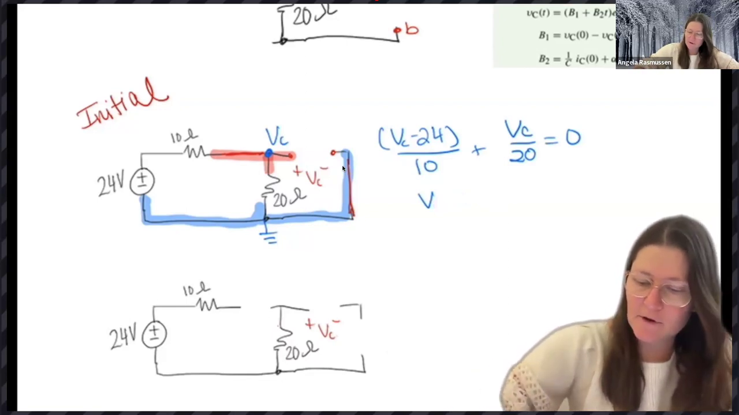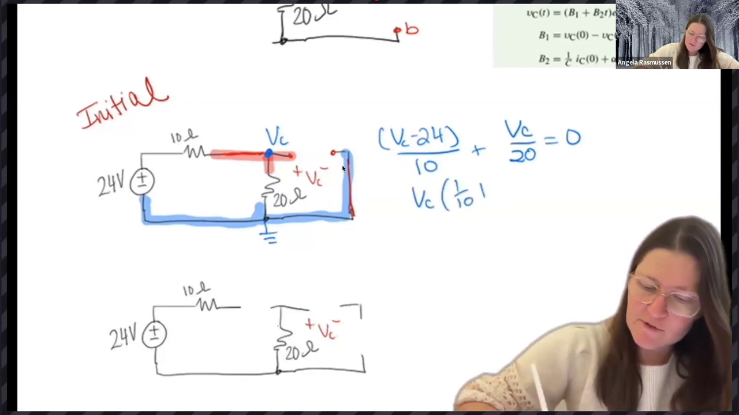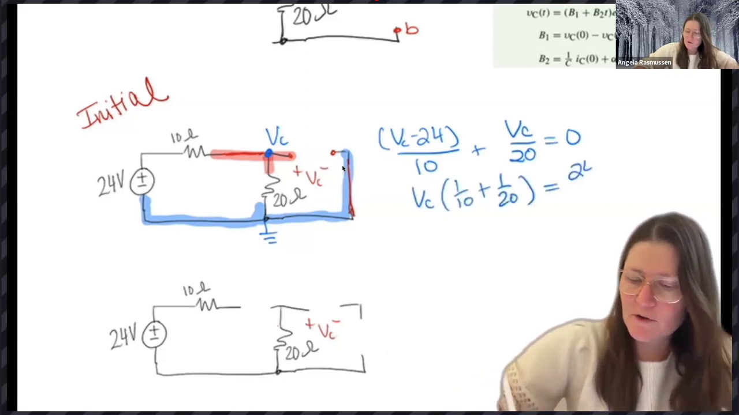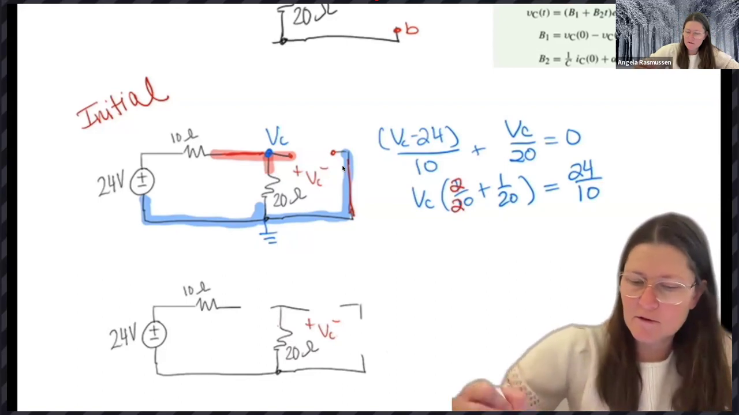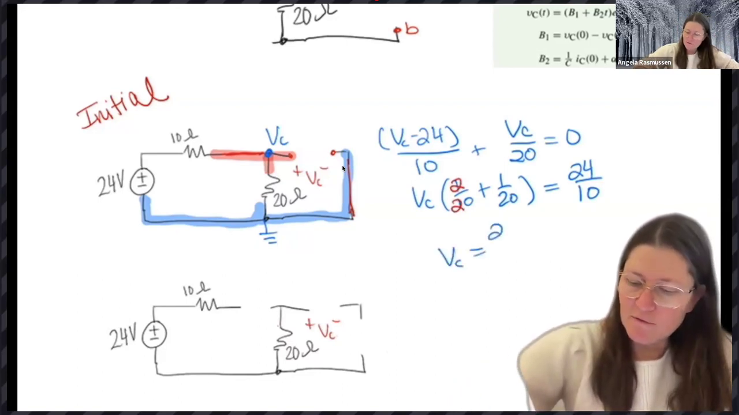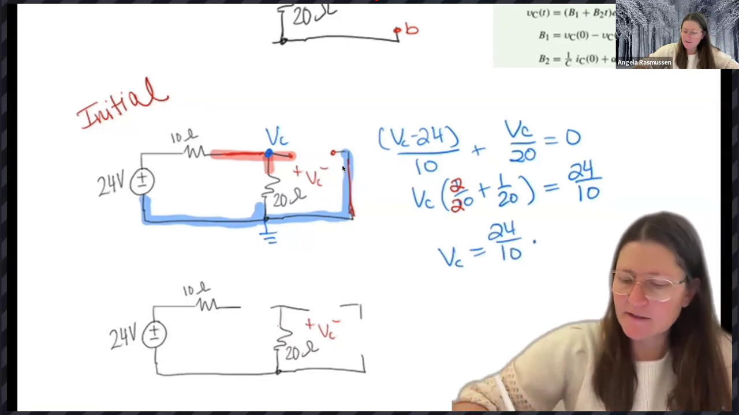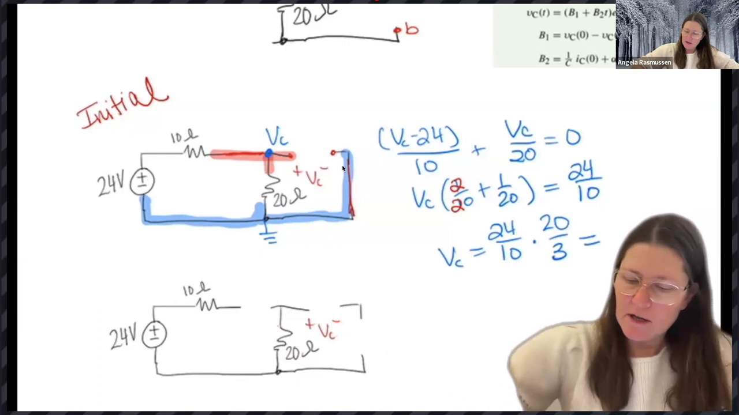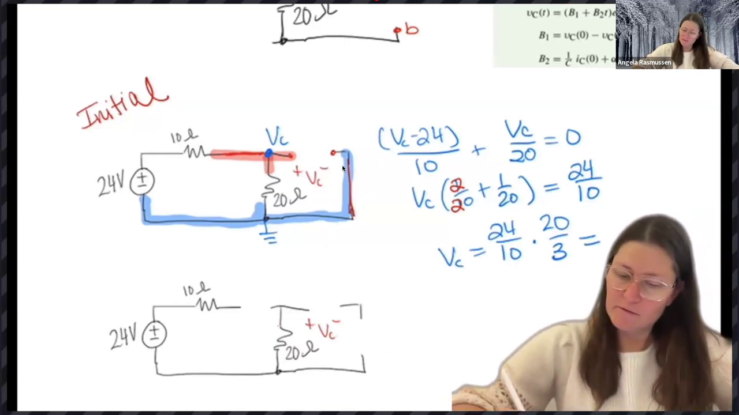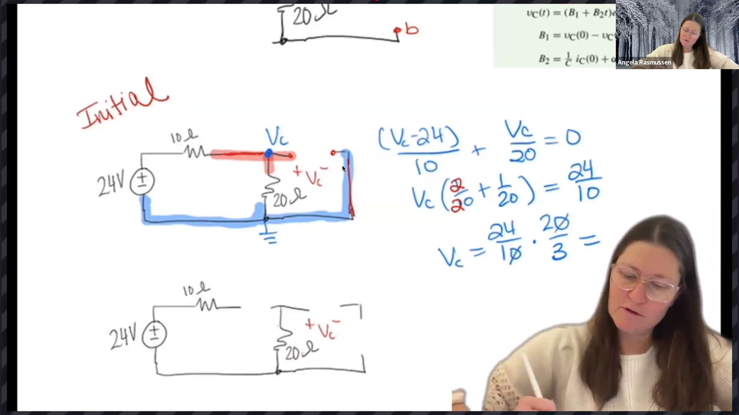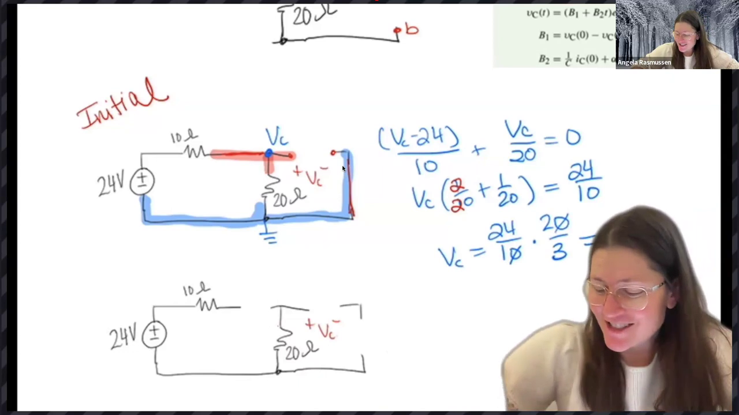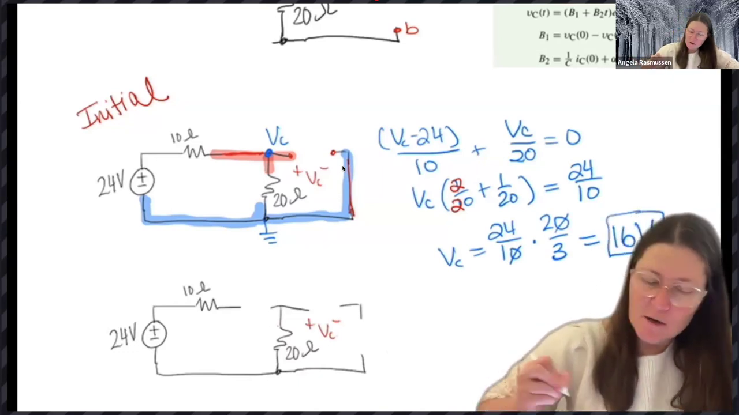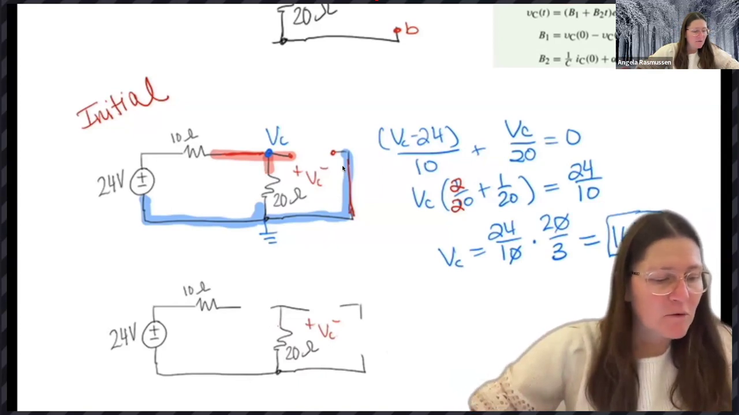Actually, I'll write these out first. So I combine my like terms, take over the 24 over 10, and then this becomes 2 over 20. And so 24 over 10, and then this is 20 over 3. And so 2, and then this goes in 8, right? 8 times 3, there we go. So 16 volts. So this will be my initial value for VC.